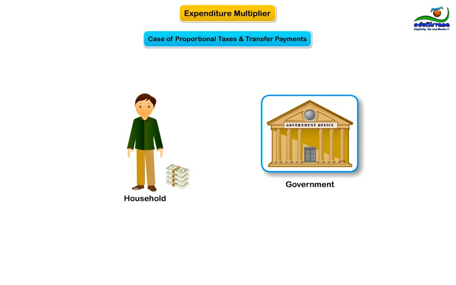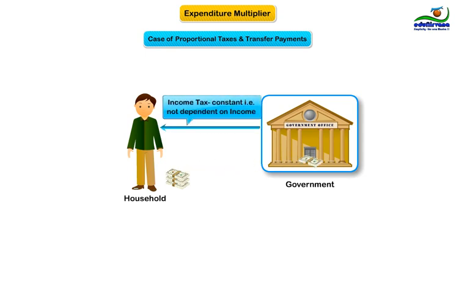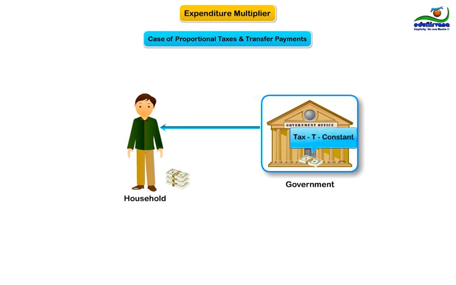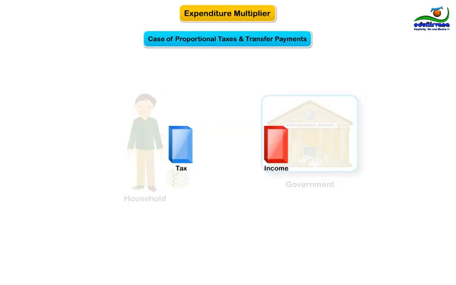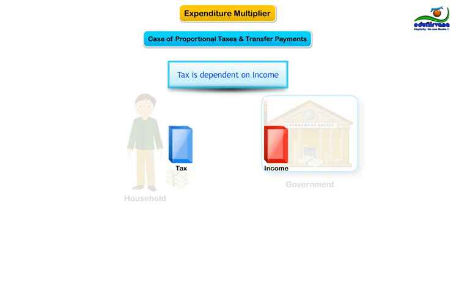Case of proportional taxes and transfer payments. Till now, we have assumed that the government imposed taxes do not depend on income. That is, its lump sum tax is equal to T. But in the real world, taxes are a function of income. A more realistic assumption would be that the government collects a constant fraction t of income in the form of taxes, so that the new tax equation is T = tY.